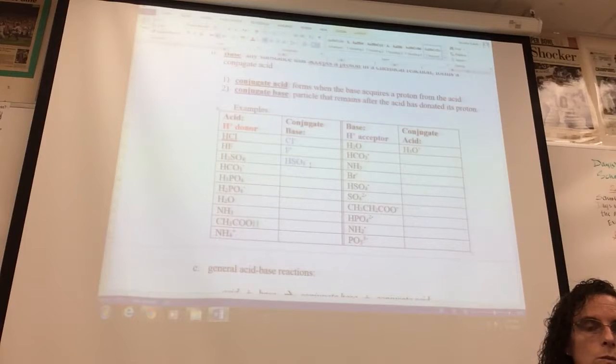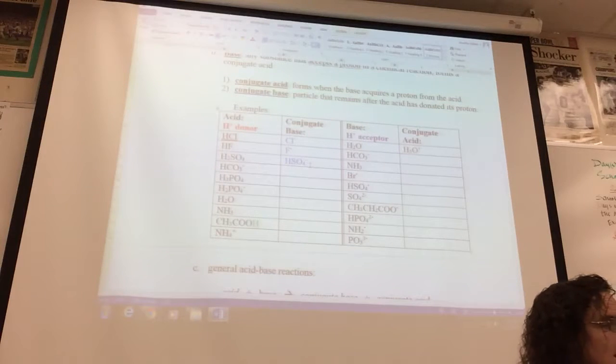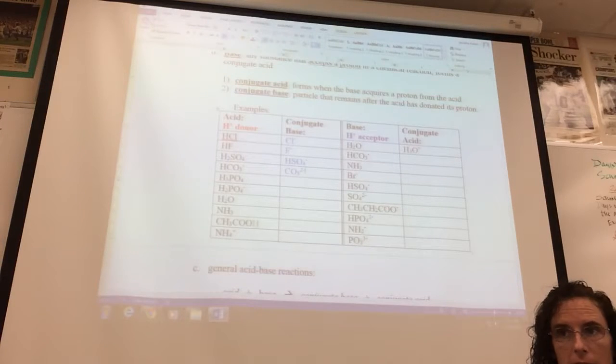So all the conjugate bases are negative? No. A conjugate base will have a 1 minus charge if the acid was neutral. If the acid was negative, the conjugate base will have a 2 minus charge. If the acid were positive, the conjugate base would be neutral. We have examples of all of those. This is the bicarbonate ion, so we get CO3 2 minus, because it's a negative.